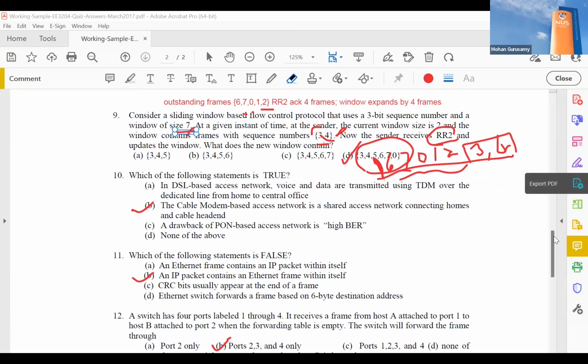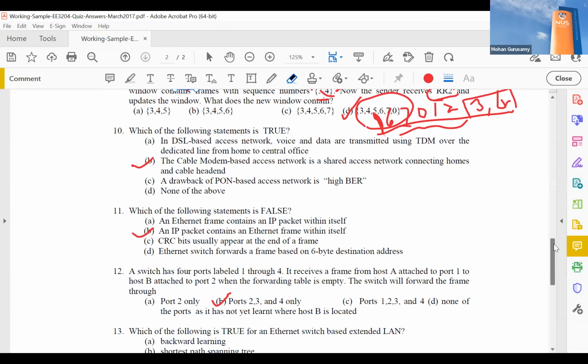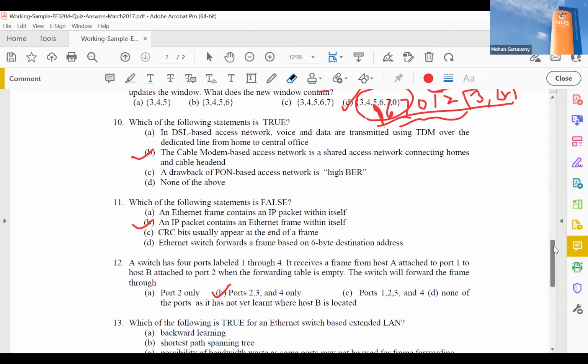Question number 10. Which of the following statements is true? A: DSL-based access network, voice and data transmitted using TDM over the dedicated line from home to central office. No, they'll be using different frequencies, not time. So that's false. B: Cable modem-based access network is a shared access network because the cable network is basically a broadcast network. So it's a shared access network. This is true. So B is the correct answer.